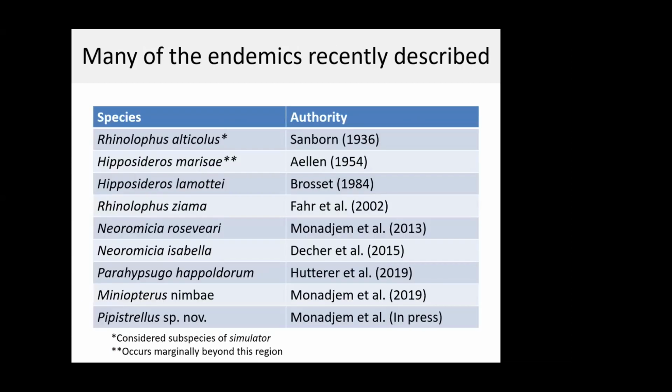Here's a list of endemics to that region. And what I want you to notice is that many of these bats, in fact, have been described in the last 20 years, since 2000 onwards, 2002 with Rhinolophus ziama. So a lot of this work has been based on very recent work.